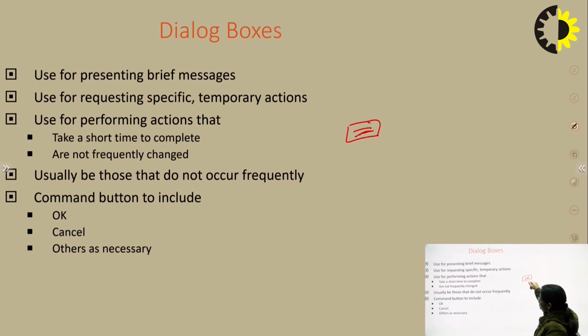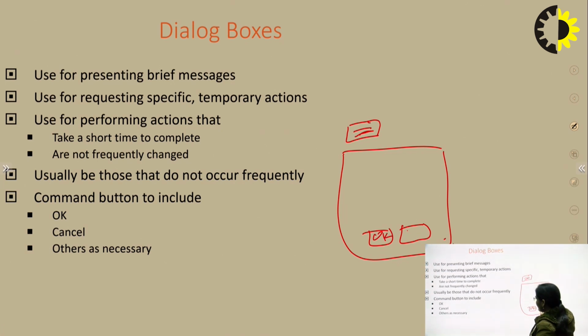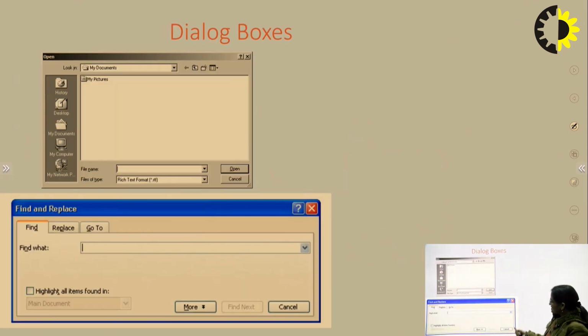For that, a dialog box is basically used, and it is used for requesting a specific temporary action. It is used for performing actions that take a short time to complete, or are not frequently changed, and it can usually be those that do not occur frequently. Command buttons include OK, cancel and others as necessary. Means in a dialog box, there is an OK button and a cancel button, so that we can perform the action according to our need. So this is the dialog box.